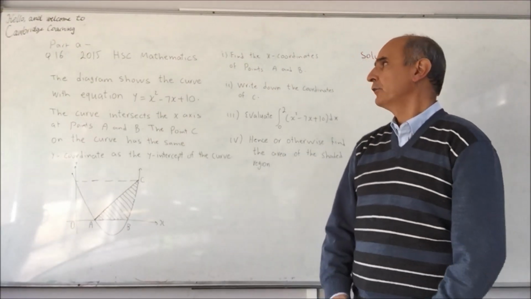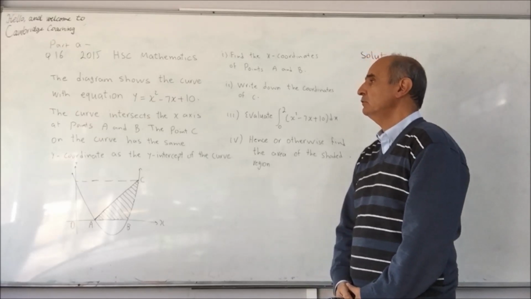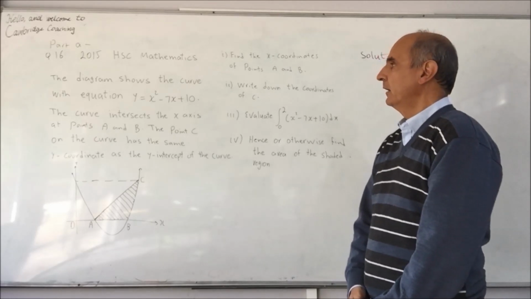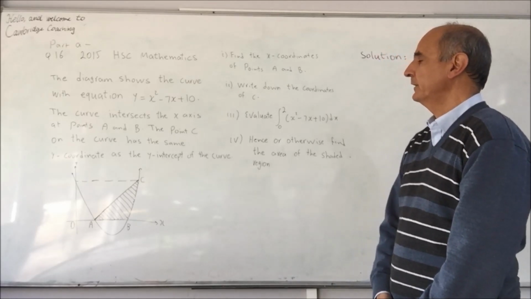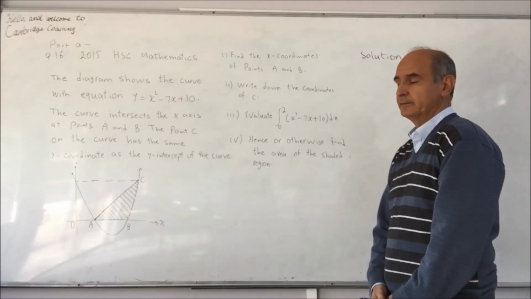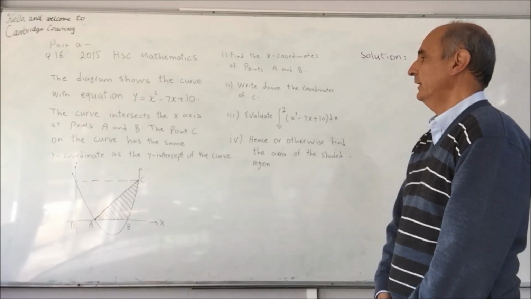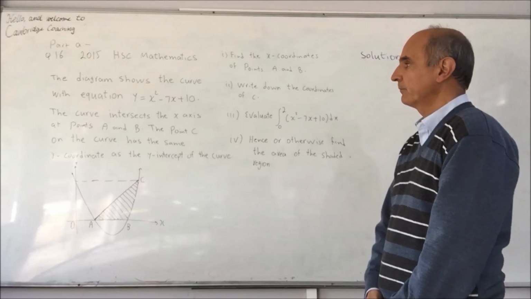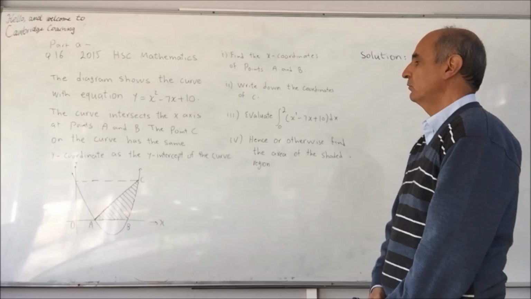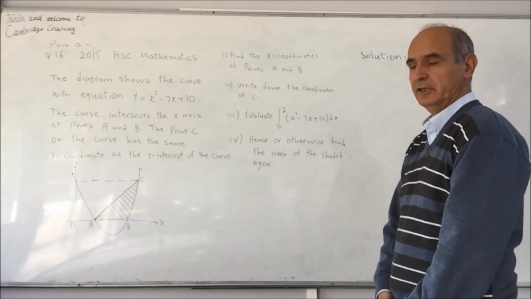Hi there. Today we will be looking at part A, question 16, 2015 HSC Mathematics. The diagram shows the curve with equation y equals x squared minus 7x plus 10. The curve intersects the x-axis at points A and B. The point C on the curve has the same y-coordinate as the y-intercept of the curve.